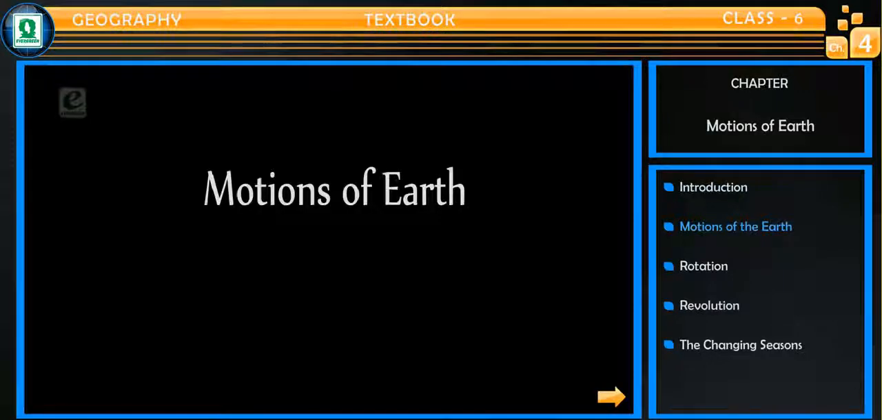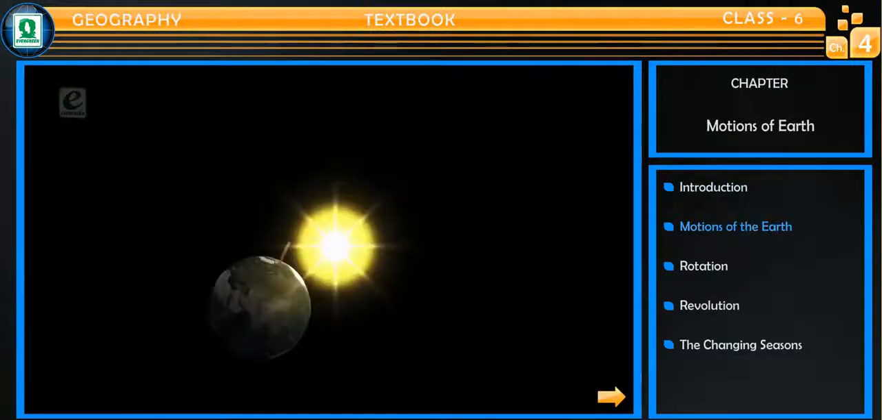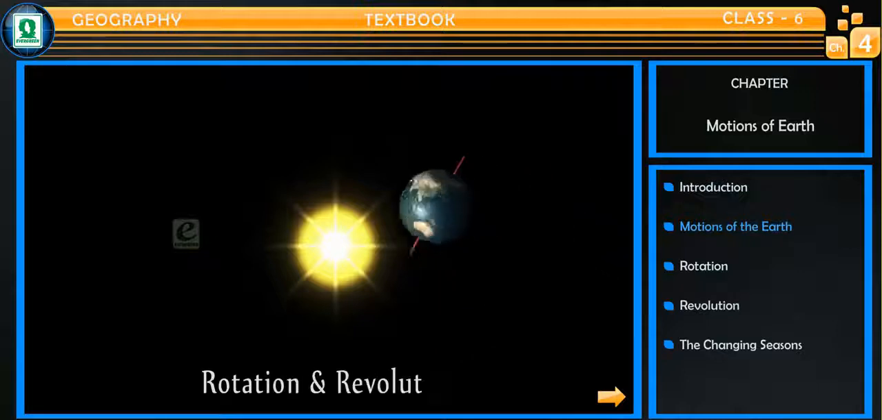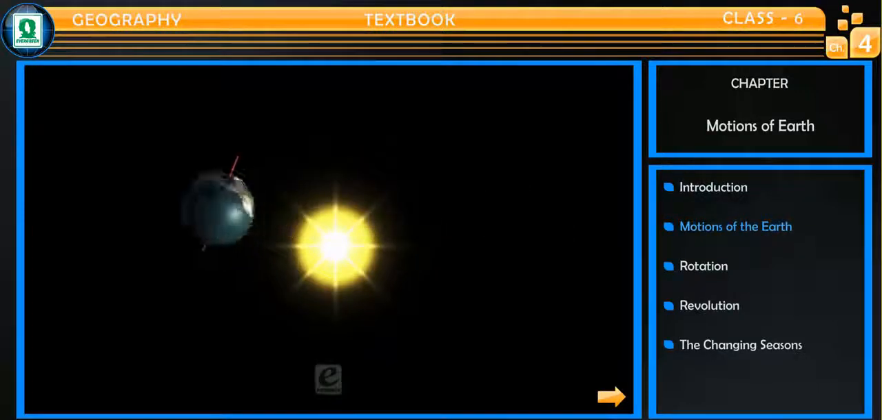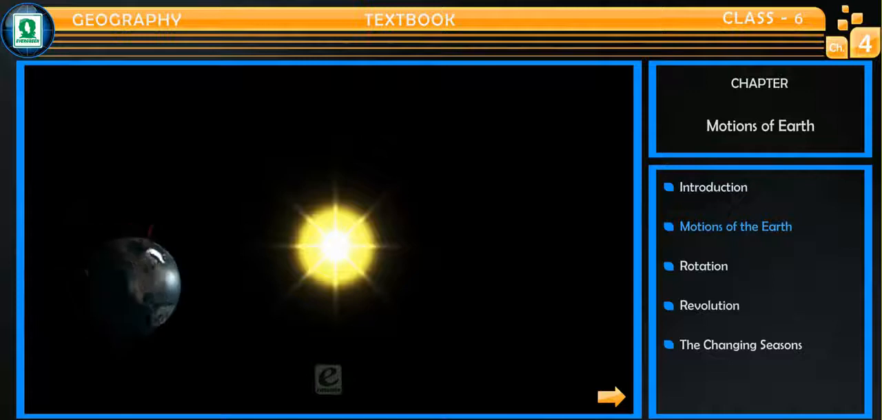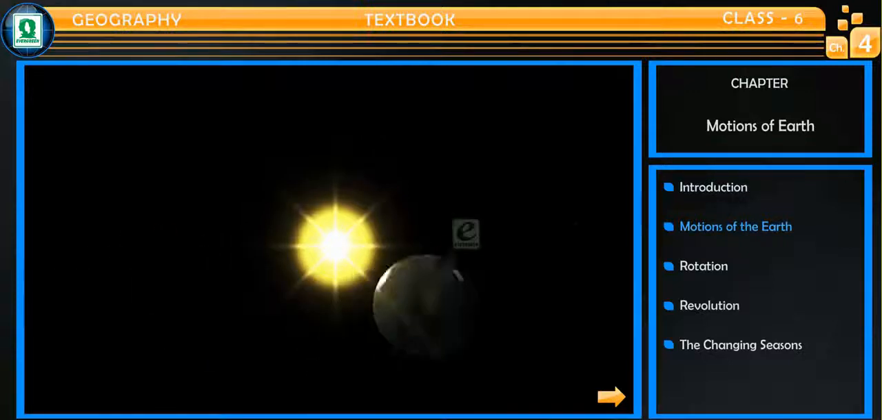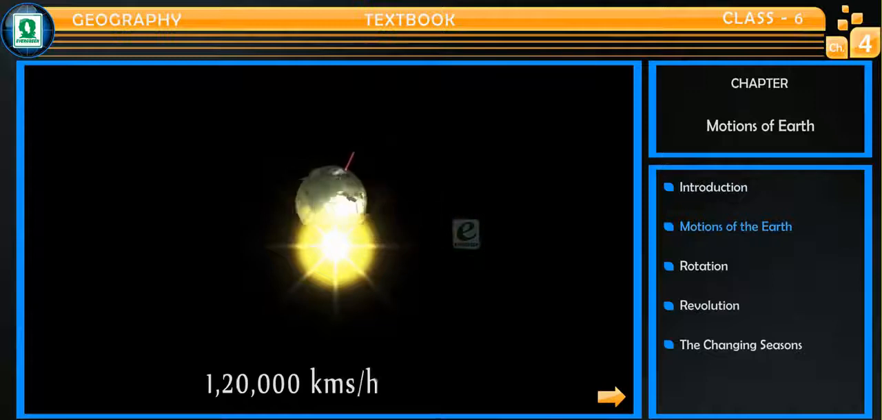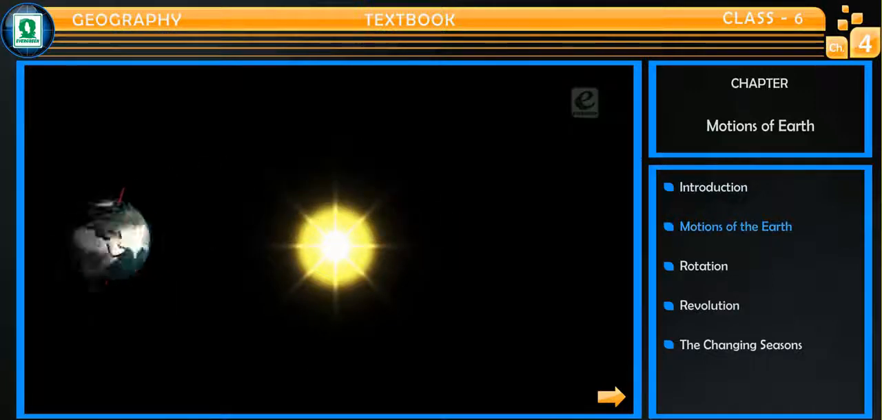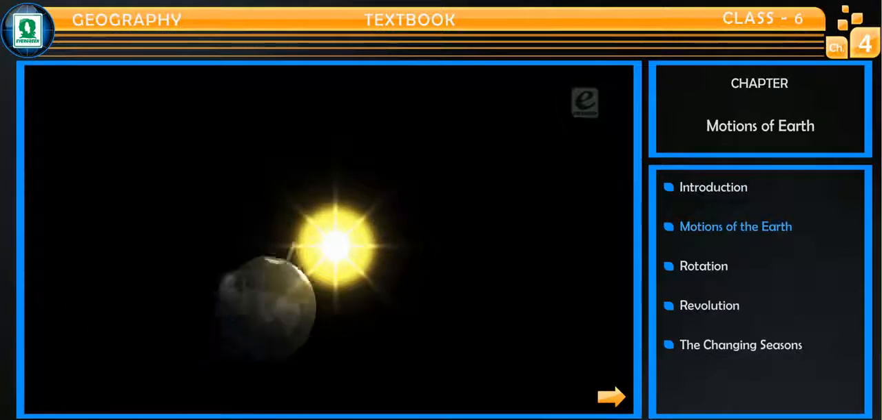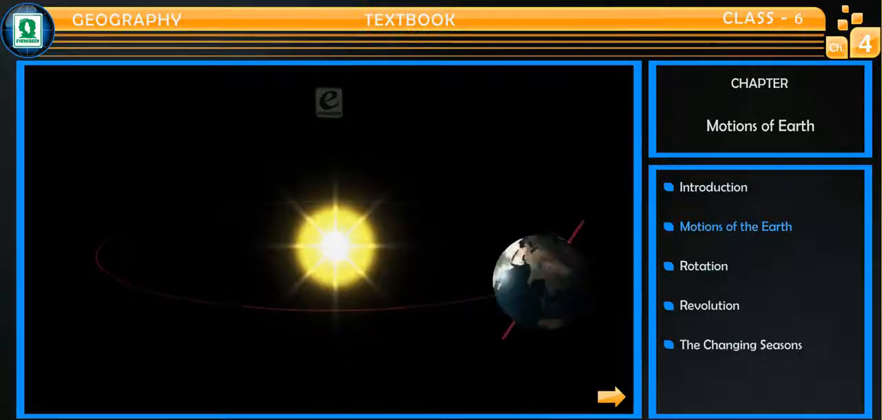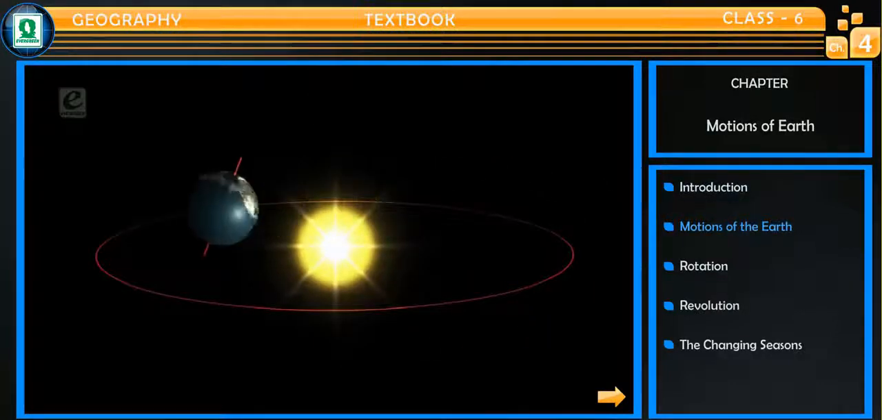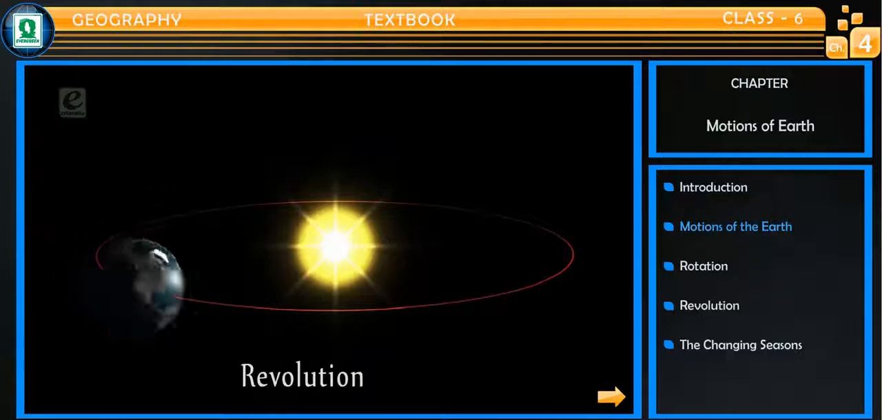Motions of Earth. There are 2 types of motions of Earth, that is rotation and revolution. The Earth revolves around the Sun. The speed of the Earth in its journey around the Sun is nearly 120,000 kilometers per hour. It completes 1 revolution in 1 year, that is 365 days and 6 hours. This annual motion is called revolution.